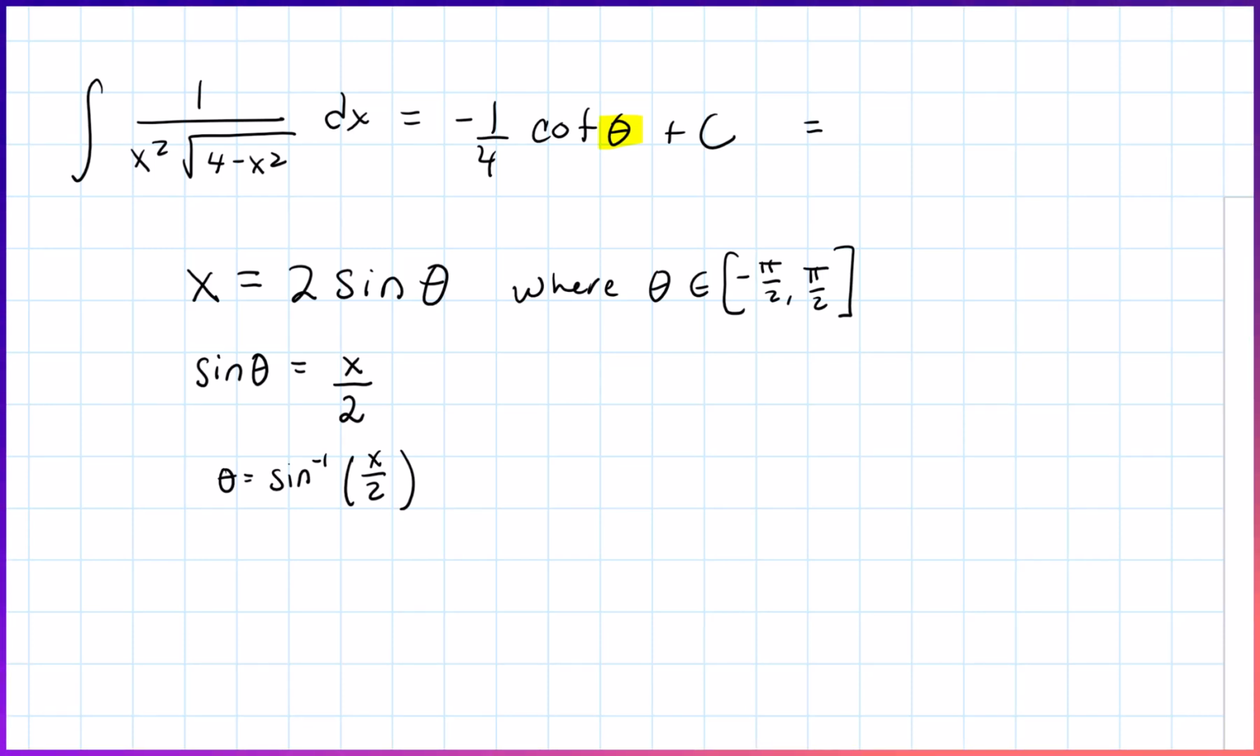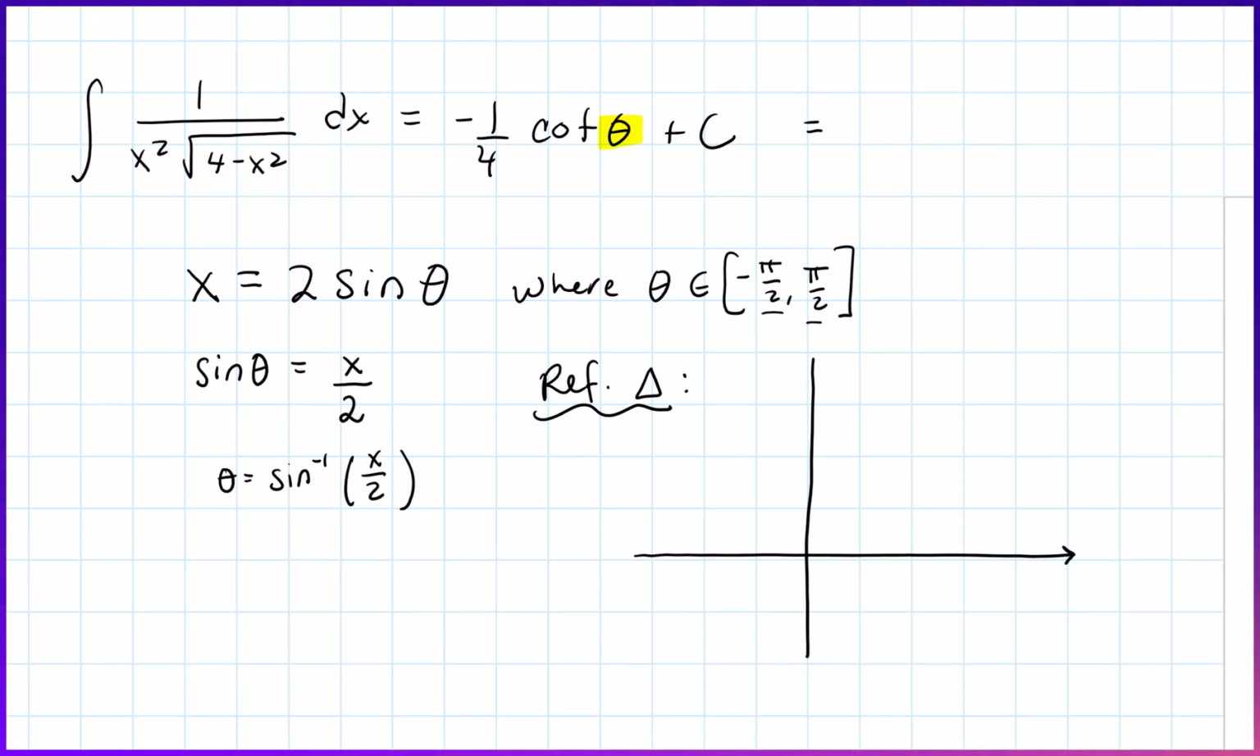We can use identities and properties of trig functions, but I like to use a triangle. And I'm going to draw my triangle that has an angle somewhere between negative pi over 2 and pi over 2. So I'm going to draw what's called a reference triangle. I'm going to actually draw it right here. The reference triangle, because it's between positive pi over 2 and negative pi over 2, is going to be somewhere in one of these two quadrants.